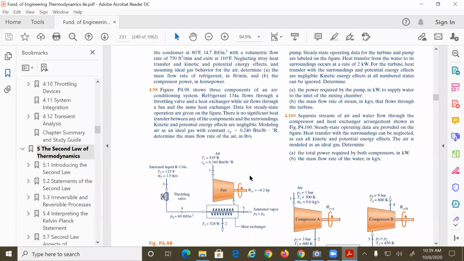Okay? So Figure 4.98 shows three components of an air conditioning system. Refrigerant 134a flows through a throttling valve and a heat exchanger, while air flows through a fan and the same heat exchanger. Data for steady state, so it means that you have conservation of the mass, no? Steady state operation data are given on the figure. There is no significant heat transfer between any of the components and the surroundings. Perfect. Kinetic and potential energy effects are negligible. Modeling air as an ideal gas with constant cp equals 0.24 BTU/lb·°R. Determine the mass flow rate of the air in lb/s.